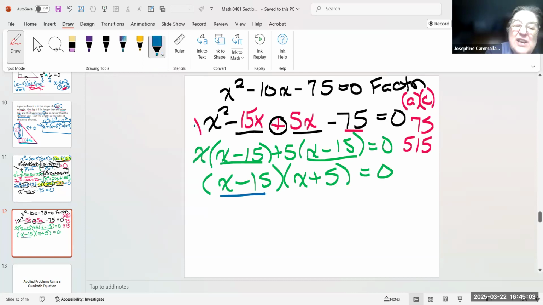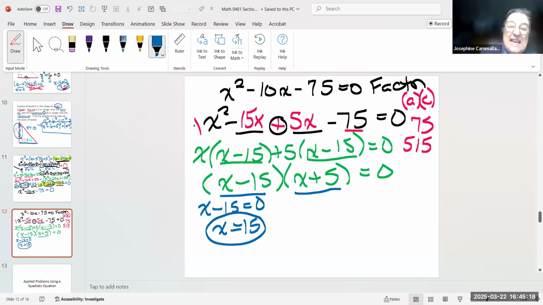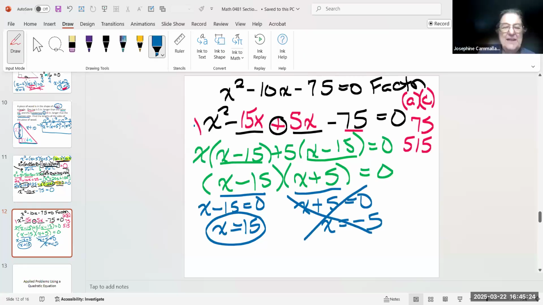Right here, x is 15, set equal to 0. But be careful, this is a triangle. I am going to get a negative 5. That answer is not reasonable.